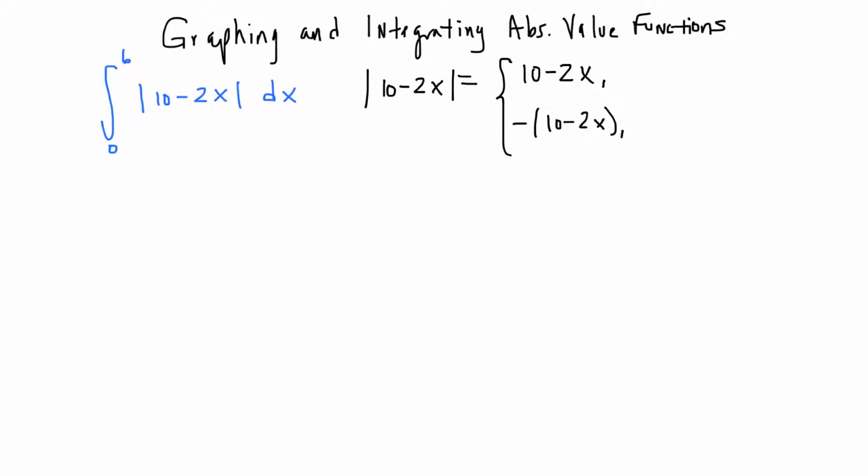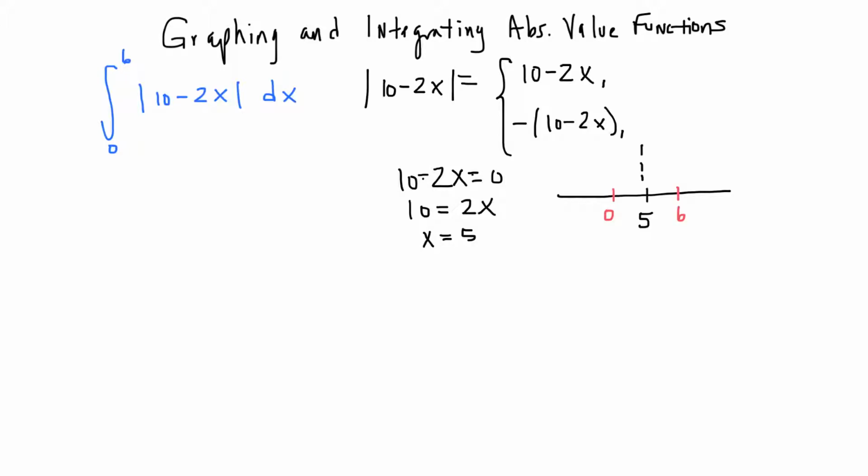And how do I know what the domain will be? I take 10 minus 2x and I set it equal to 0. So I get that 10 is equal to 2x, or x is equal to 5. And now 5 is my point of interest, so I make a number line, I plot 5, and I try numbers to the left and to the right. I'm going to try maybe 0 on the left, and I'll try 6 on the right.